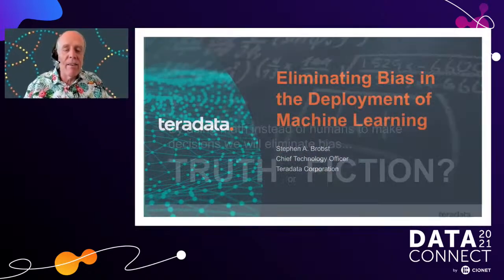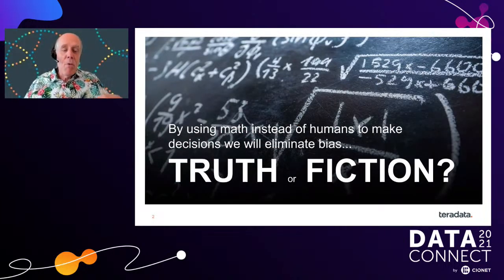Important topic in our industry right now. And I say eliminating, the reality is we will never totally eliminate it, but we're going to certainly work on reducing that bias. Now, let me ask a very simple question here, right? If we use math instead of humans, do we eliminate bias? And I hope most of you will agree that the answer is no, that is not true, right?